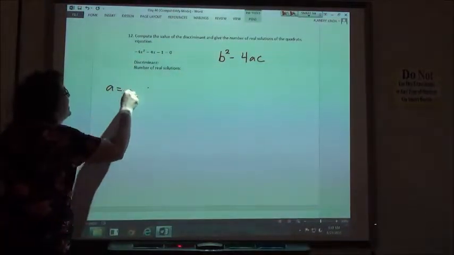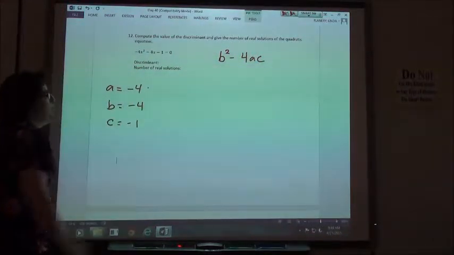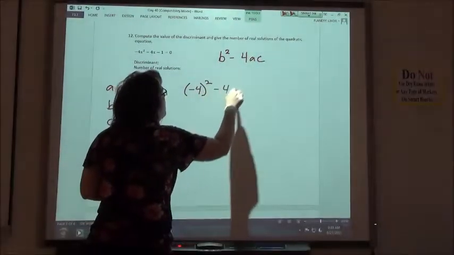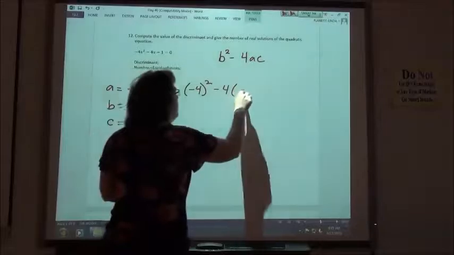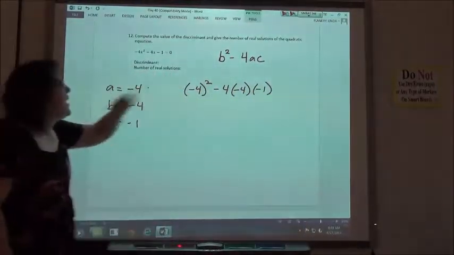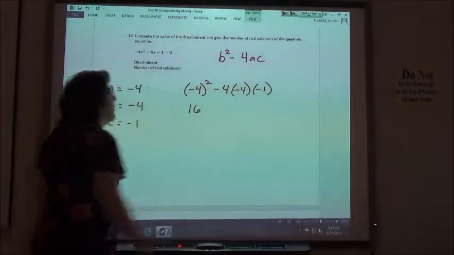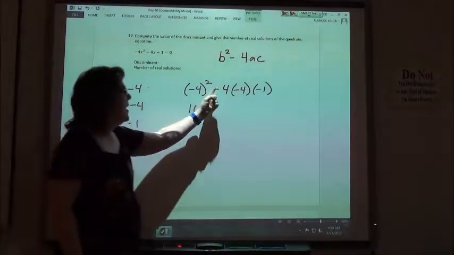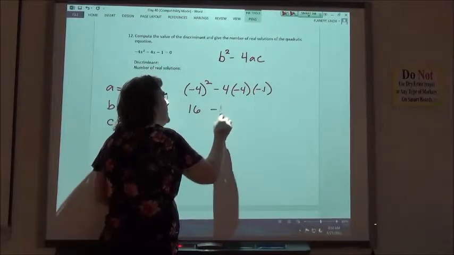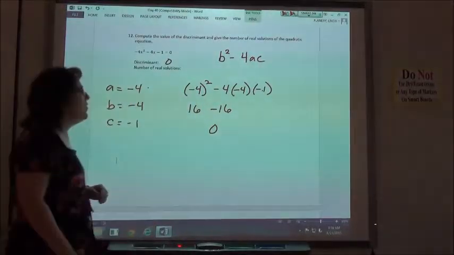A is going to be negative 4, B is also negative 4, C is negative 1. So b squared, negative 4 squared, minus 4 times the A value, which is negative 4, times the C value, which is negative 1. So negative 4 squared, negative 4 times negative 4, is positive 16. 16 times negative 1 is negative 16. 16 minus 16 is 0. So the value of our discriminant is 0.